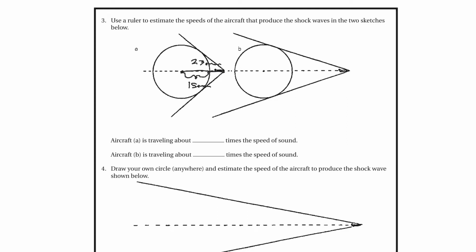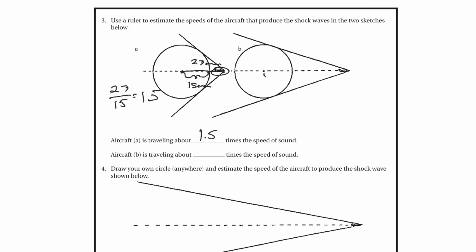Okay. All right, so I'm going to take the plane speed of 23. I'm going to divide it by the sound speed of 15. And 23 divided by 15 is 1.5. This plane is traveling 1.5 times the speed of sound. Okay, so let's do it again.